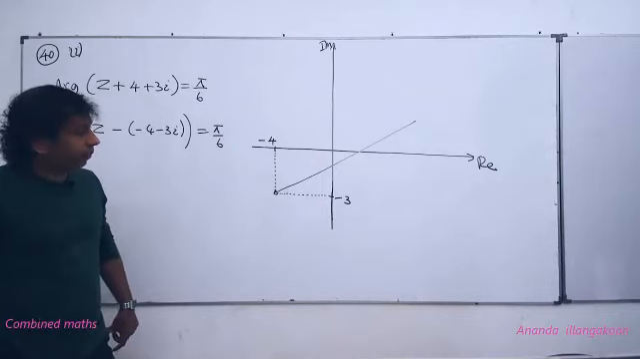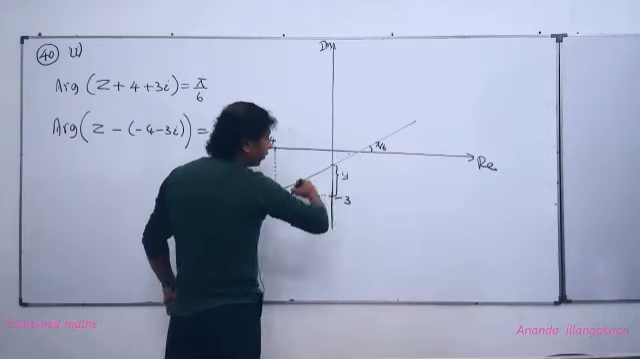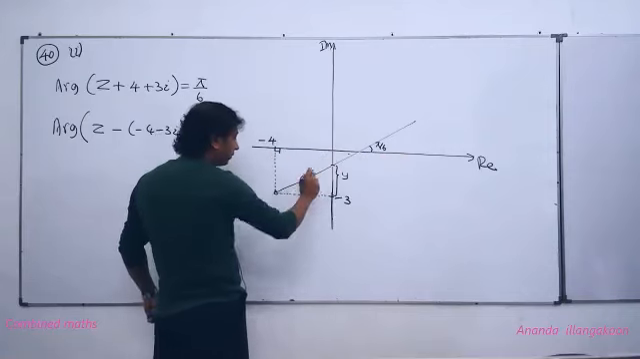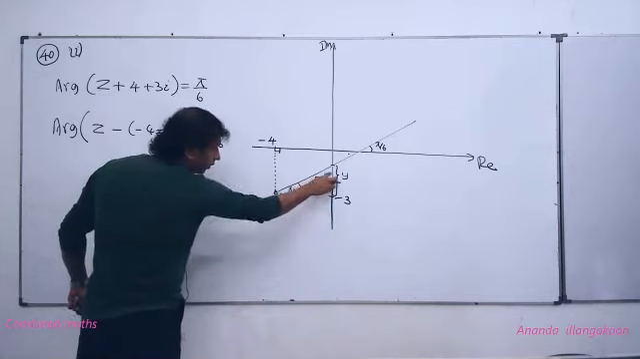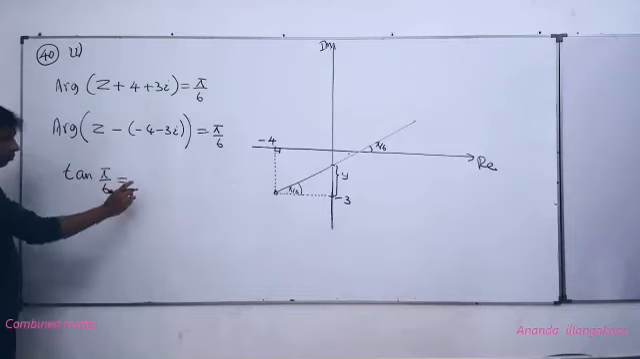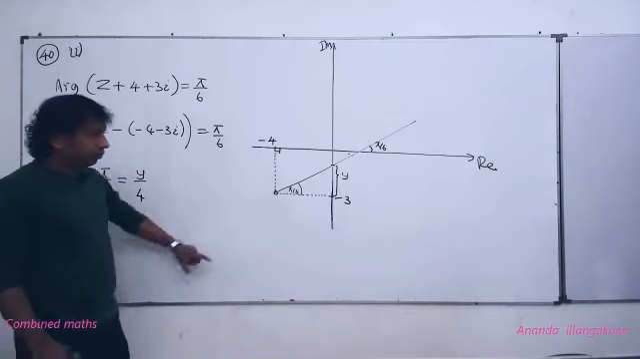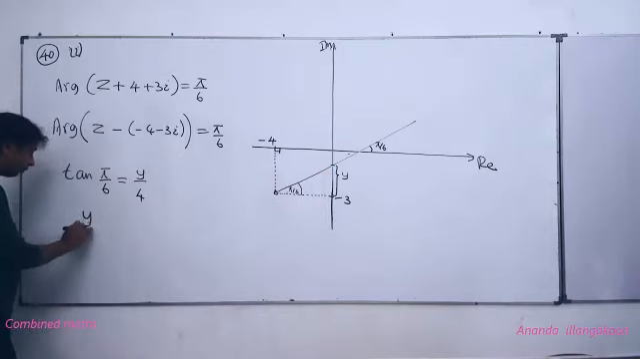Now, this height we can find. If we take this as y, now this is 30 degrees, pi by 6. This is also pi by 6. This is 90. This length is 4 units. This length is y. Then we can write tan pi by 6 equals y upon 4. This height is a length, y, and this is 4. So what is this y? Tan pi by 6 is 1 over root 3. So y is 4 upon root 3.